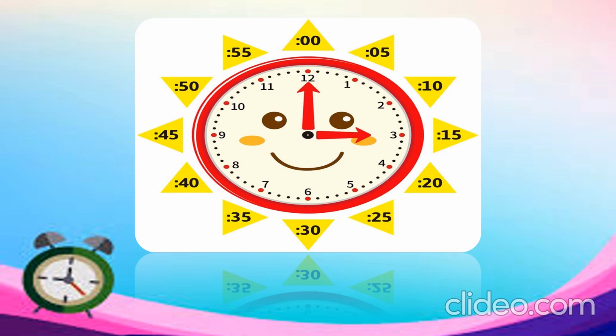To find out the minutes, for example, if the long hand is pointing towards 1, it is 5 minutes. If it is pointing towards 2, it is 10 minutes. Like that, 15, 20, 25, 30, 35, 40, 45, 50, 55, 60. That means 1 hour is equal to 60 minutes.